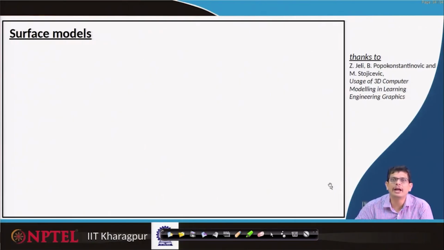Now, we will look at the other object named surface model. So, we learned there are three varieties: wireframe model, surface models and solid models. Now, we are going for surface models.